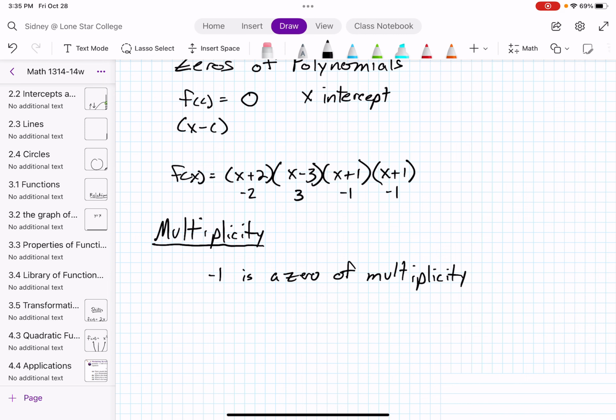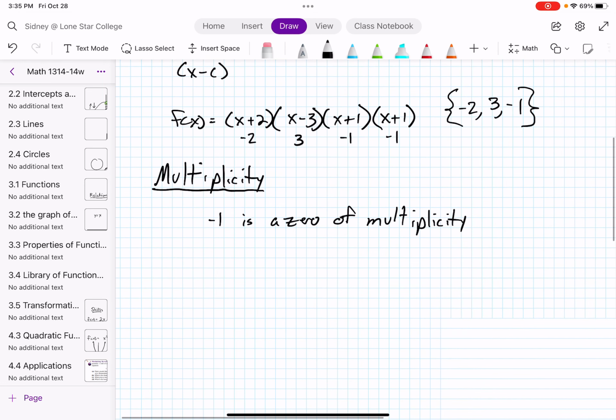Now, this matters in some regards and it doesn't matter in others. If we're just talking about zeros, before I wrote this extra x plus 1, our zeros were -2, 3, and -1. After I add that x plus 1, those are still the only 3 numbers that give us a 0, that are an x-intercept. So in that regard, it doesn't matter. Where it does matter, though, is how those zeros are enacted. And what I mean by that is this.